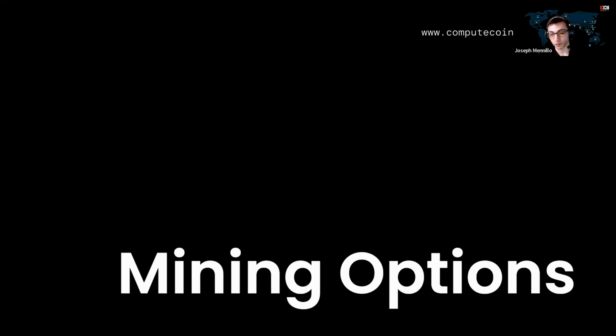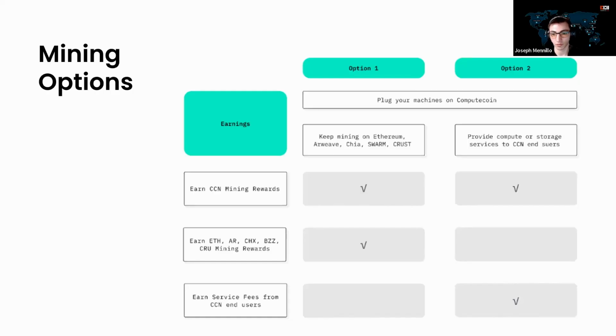So the juicy stuff is the mining options. This has been overviewed in previous webinars, and in CCN, Computecoin Network, we have two mining options. We have CCN Mini and CCN Pro. So this visual here, our option 1, which shows off our CCN Mini, and our option 2, which shows off our CCN Pro, shows a very powerful comparison of what the options are, right?